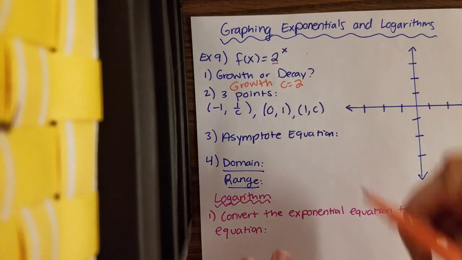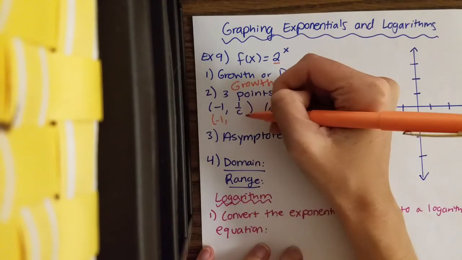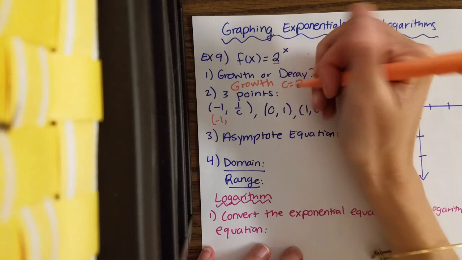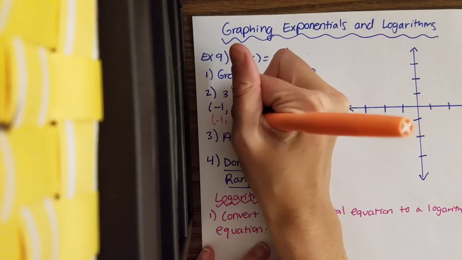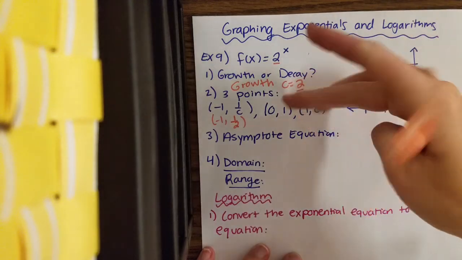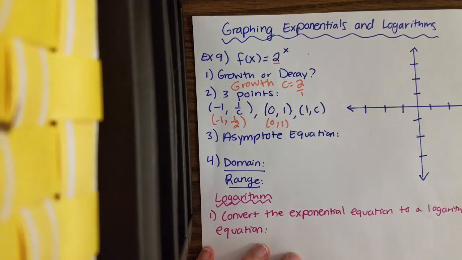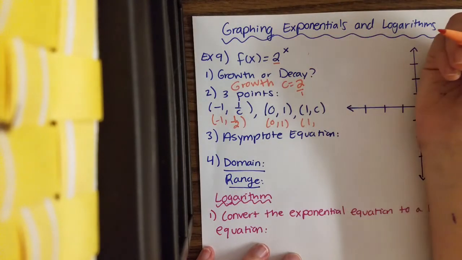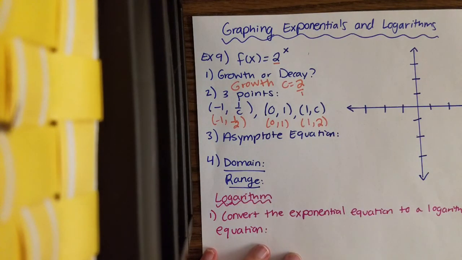Okay, so our 3 points pertain to our c value. So at -1, remember, 1 over c simply means we find the reciprocal of 2, so secretly 2 over 1. So that would be 1/2. We flip that. All right, our next point is still (0, 1). That does not change. And then our last point is going to be at 1 and the c value, which is 2. All right, so those are going to be our 3 points.